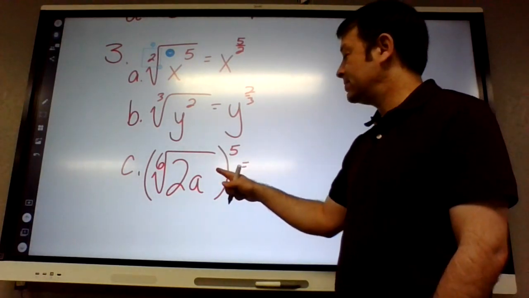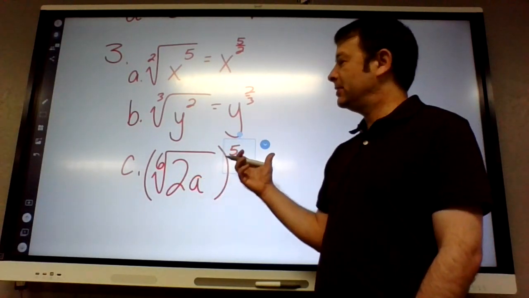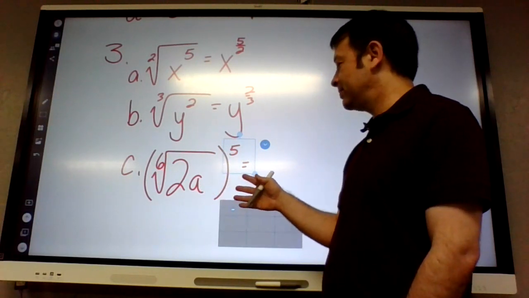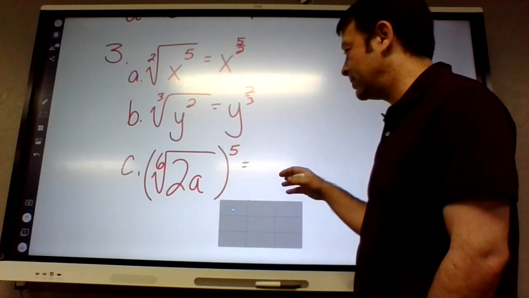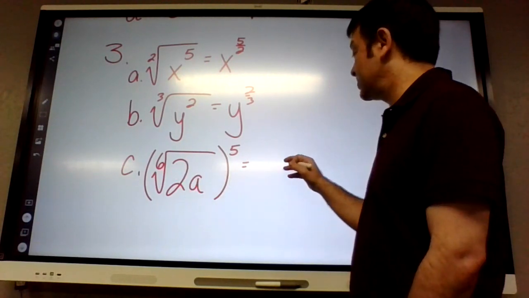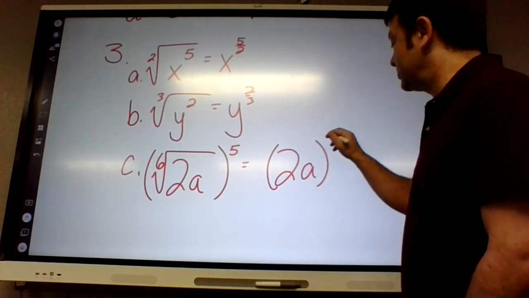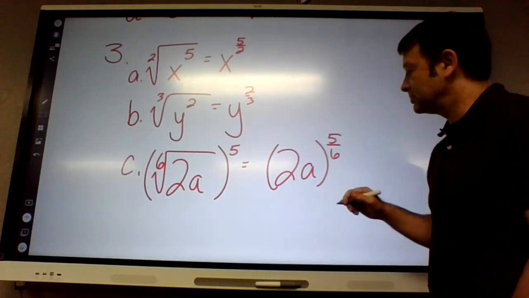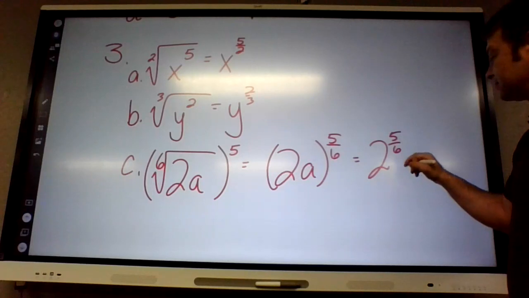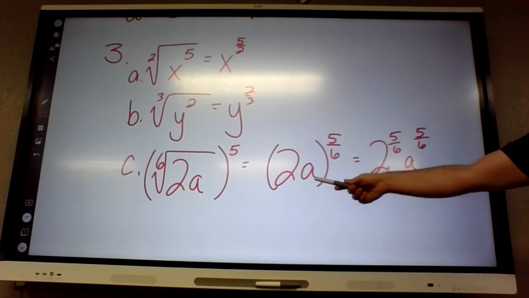Okay, so this one, they put the power out here. It doesn't really matter, powers and roots are kind of opposite, like multiply and divide, but it doesn't matter if you do one first or not. So it's 2a to the 5th and all of it's to the 6th root. This is what the book did. They put 2a to the 5/6. You could also put it individually. Both of those are to the 5/6. But the book just put that one.